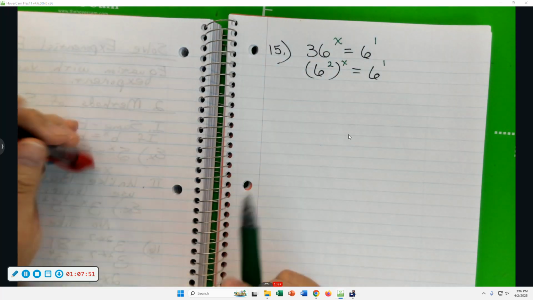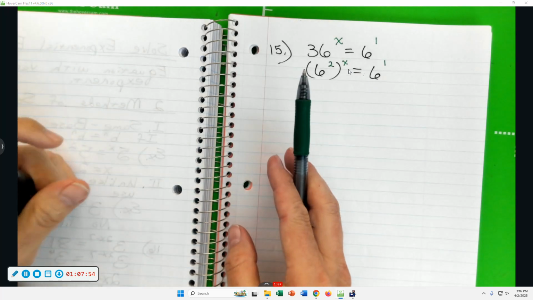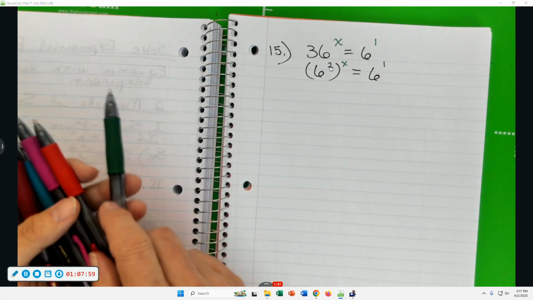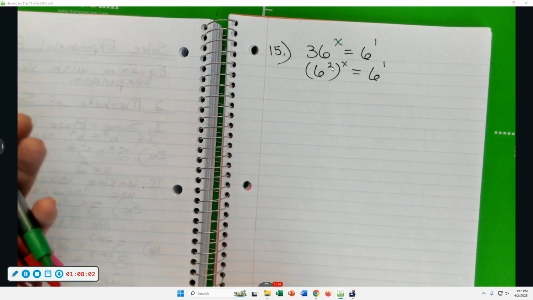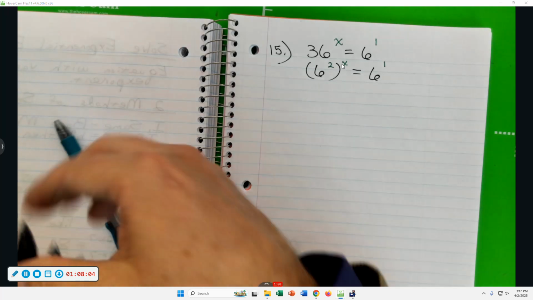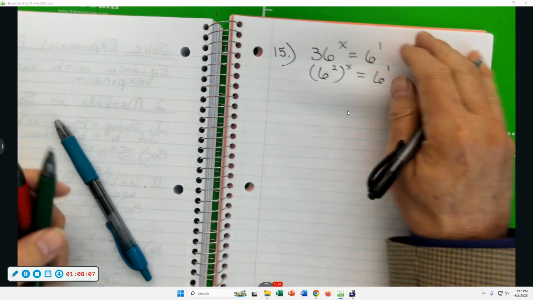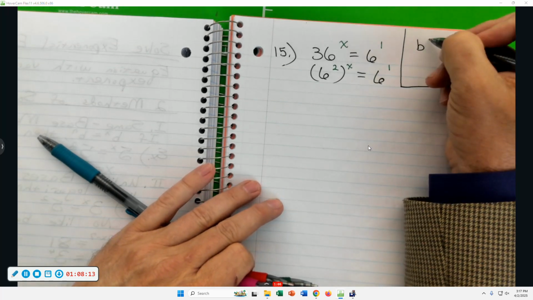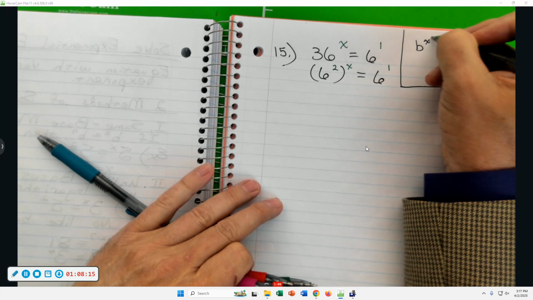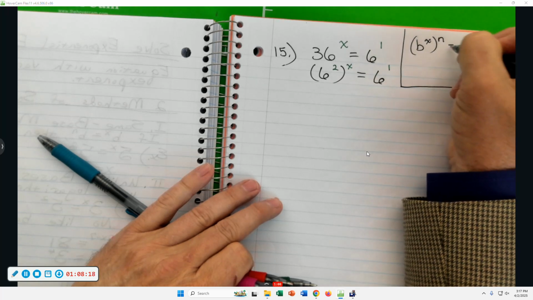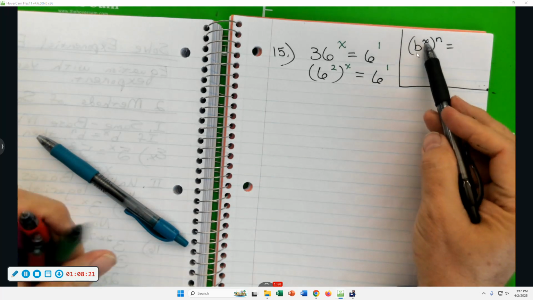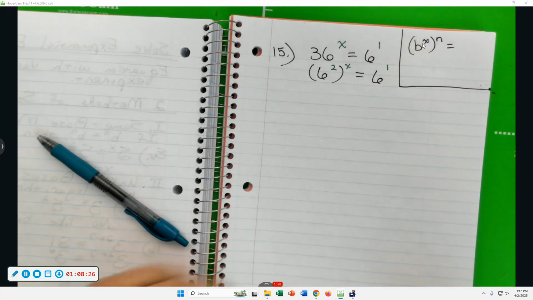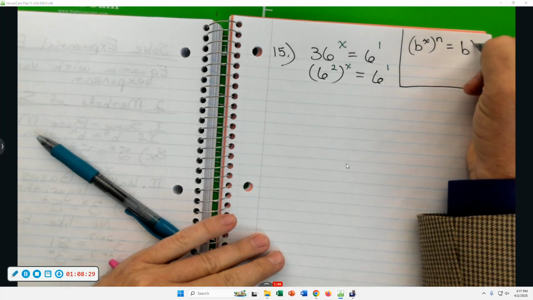There's something called the power rule of exponents. We haven't used it today. The power rule of exponents says that if you have a power raised to a power, say you have b to the x raised to the n power, you keep the base, but you multiply the powers. b to the x times n.